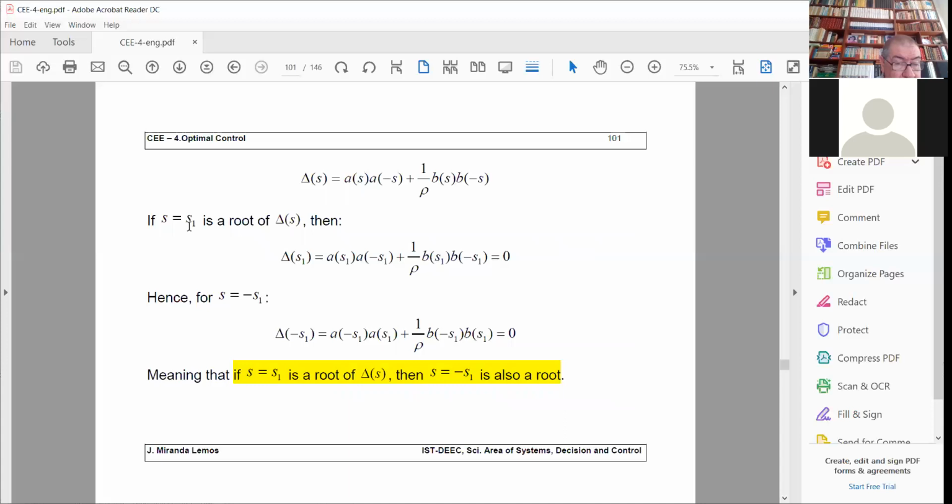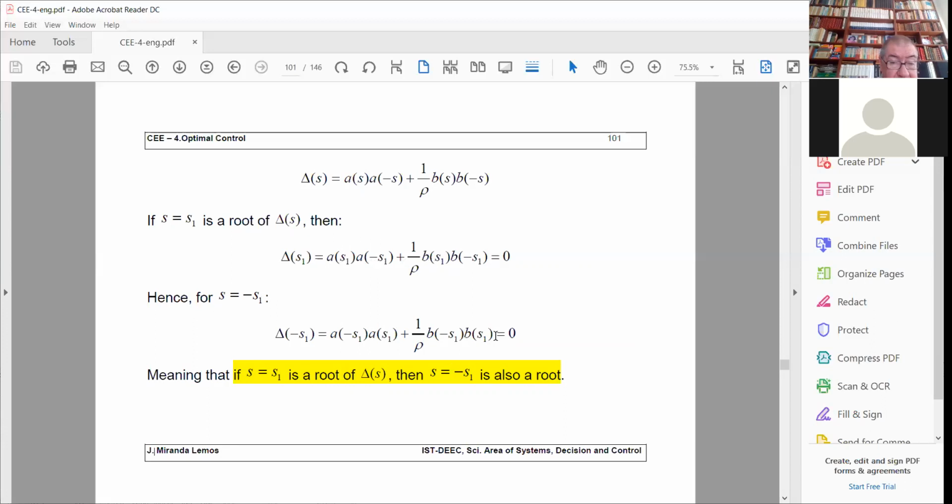Suppose that s1 is one root of delta(s). This means that if you replace s by s1, delta(s1) is zero, by assumption. S1 is a root of delta(s). Now, suppose that you make s equal to minus s1. Observe that now you have delta(-s1) with A(-s1), A(s1), plus and so on. But this is the same as we had before for s1. You just swap the products of A(-s1) and A(s1), and you get the same thing, because the multiplication of polynomials is commutative, and also here for the B. So for s equal to minus s1, delta(-s1) is also zero.